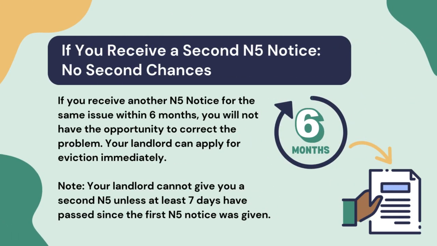If you receive a second N5 notice, no second chances. If you receive another N5 notice for the same issue within 6 months, you will not have the opportunity to correct the problem. Your landlord can apply for eviction immediately. Please note, your landlord cannot give you a second N5 unless at least 7 days have passed since the first N5 notice was given.